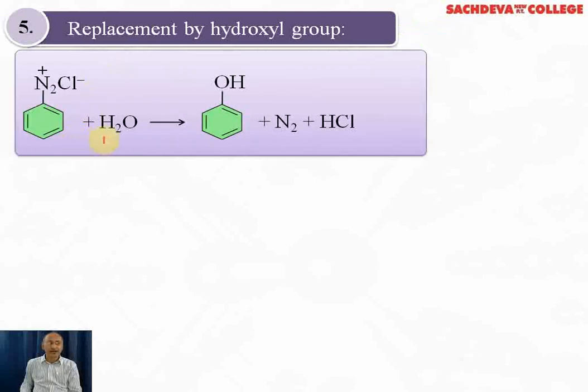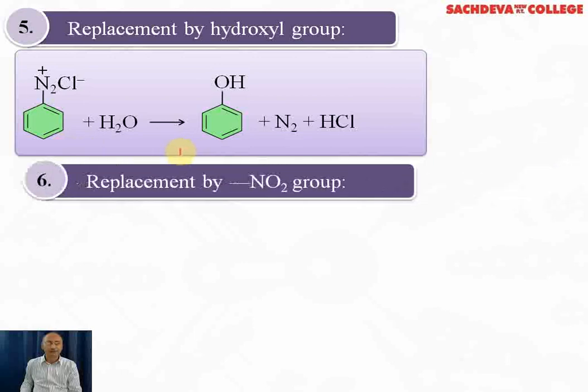If benzene diazonium chloride is warmed with water, we get phenol plus nitrogen plus HCl. This reaction can be used to convert aniline to phenol. Aniline will be diazotized to get benzene diazonium chloride, followed by warming with water to give us phenol.